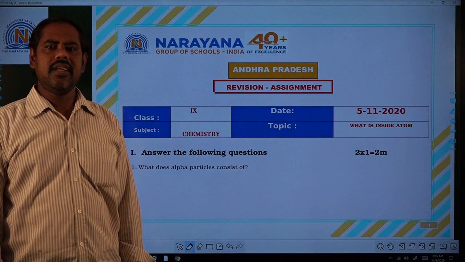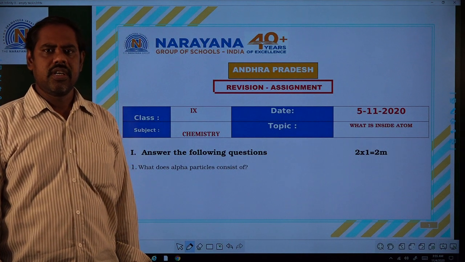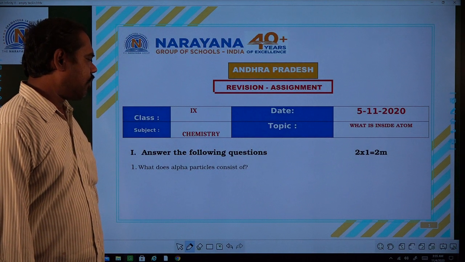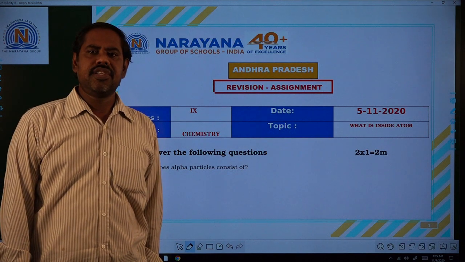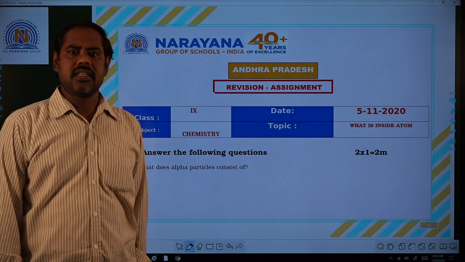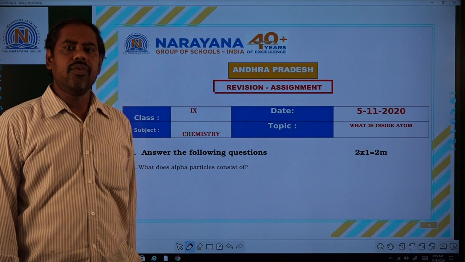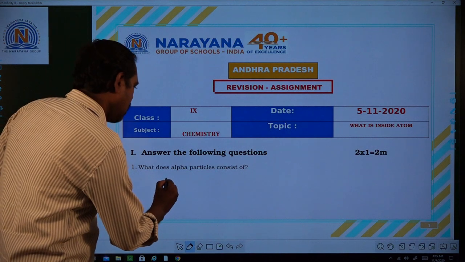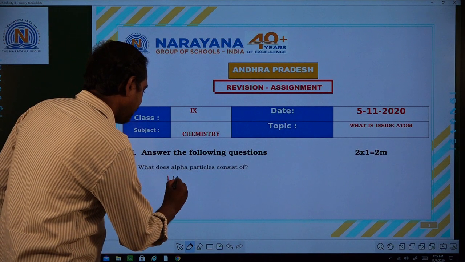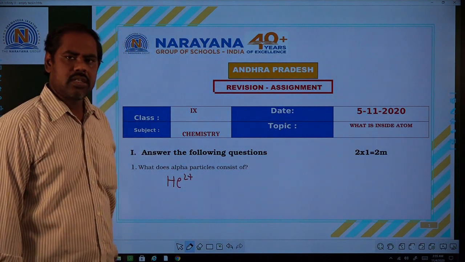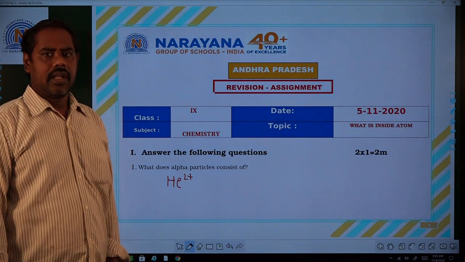Topic is what is inside the atom. The first question: what do alpha particles consist of? Alpha particles means He2+ is called an alpha particle. That means from the helium atom we remove the two electrons. The resultant entity is called an alpha particle. So the answer: alpha particles means He2+, which contains two protons and two neutrons without electrons.